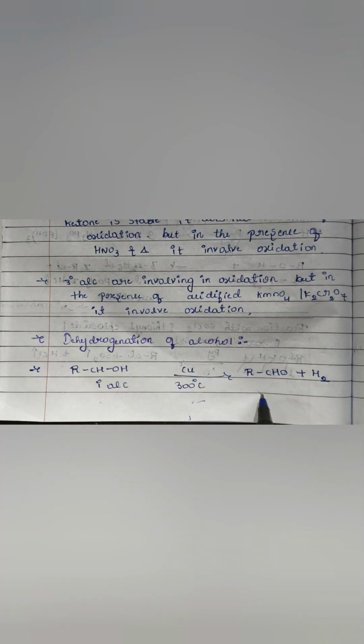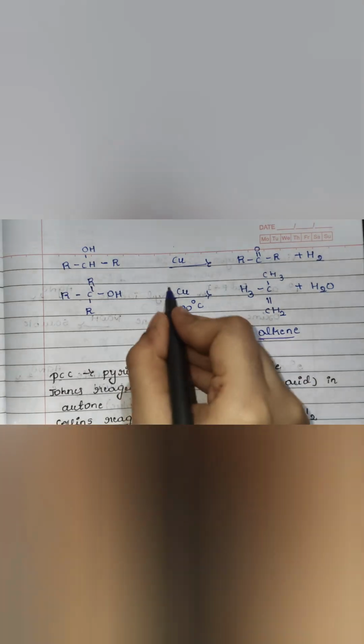When primary alcohol is passed through copper at 300 degrees Celsius, it gives aldehyde as the product. And when secondary alcohols are treated with copper at 300 degrees Celsius, they give ketone. And when tertiary alcohols are passed over copper at 300 degrees Celsius, they give alkenes.